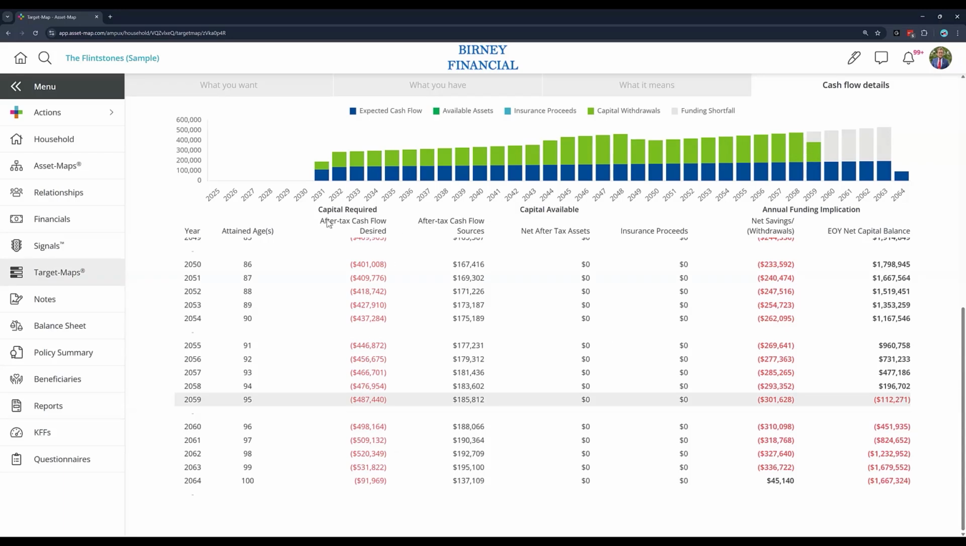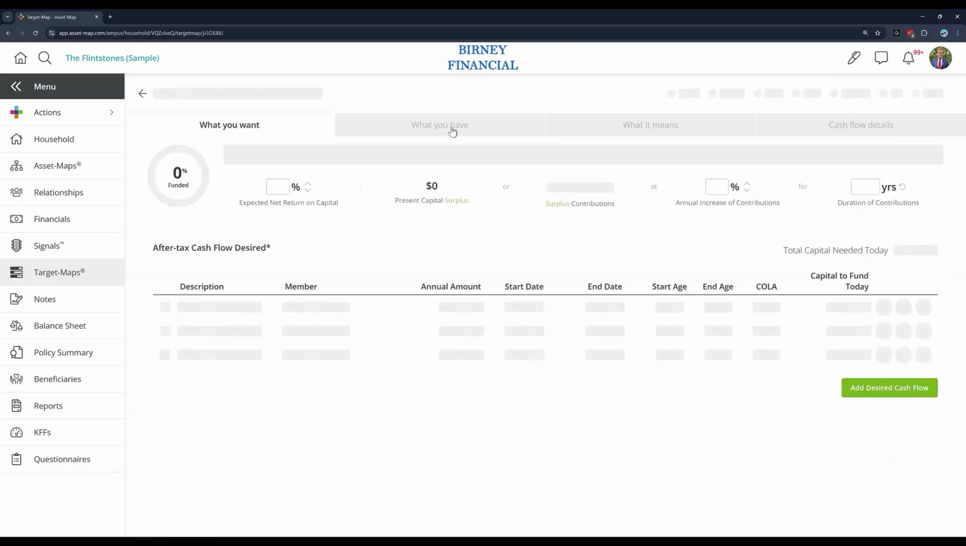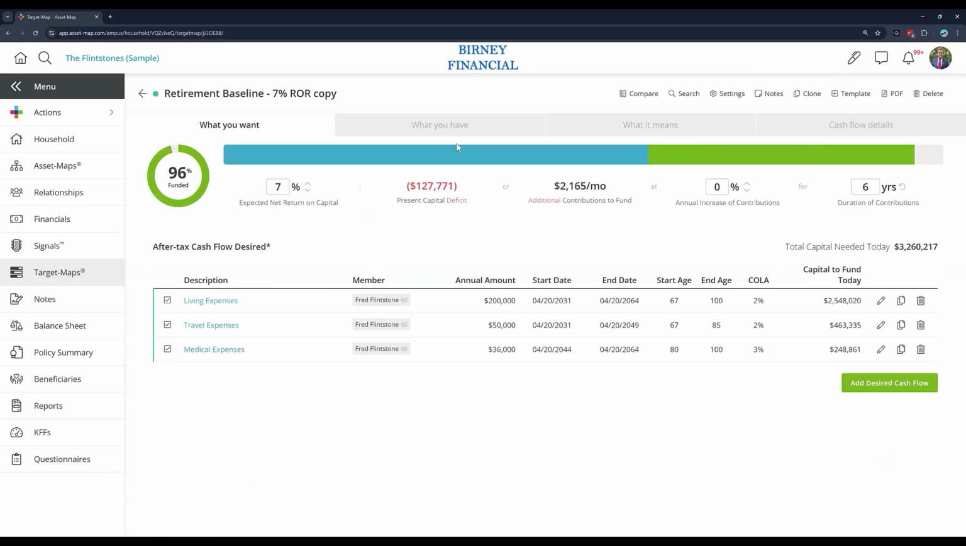Well, that looks good, right? What do we have to do to get this thing fully funded, though? So you can keep going. You can clone and show all sorts of different scenarios. Let me take Social Security a couple of years later. Let me retire earlier. Let me retire later, right? Or I go into here, into what you have, and we get creative.